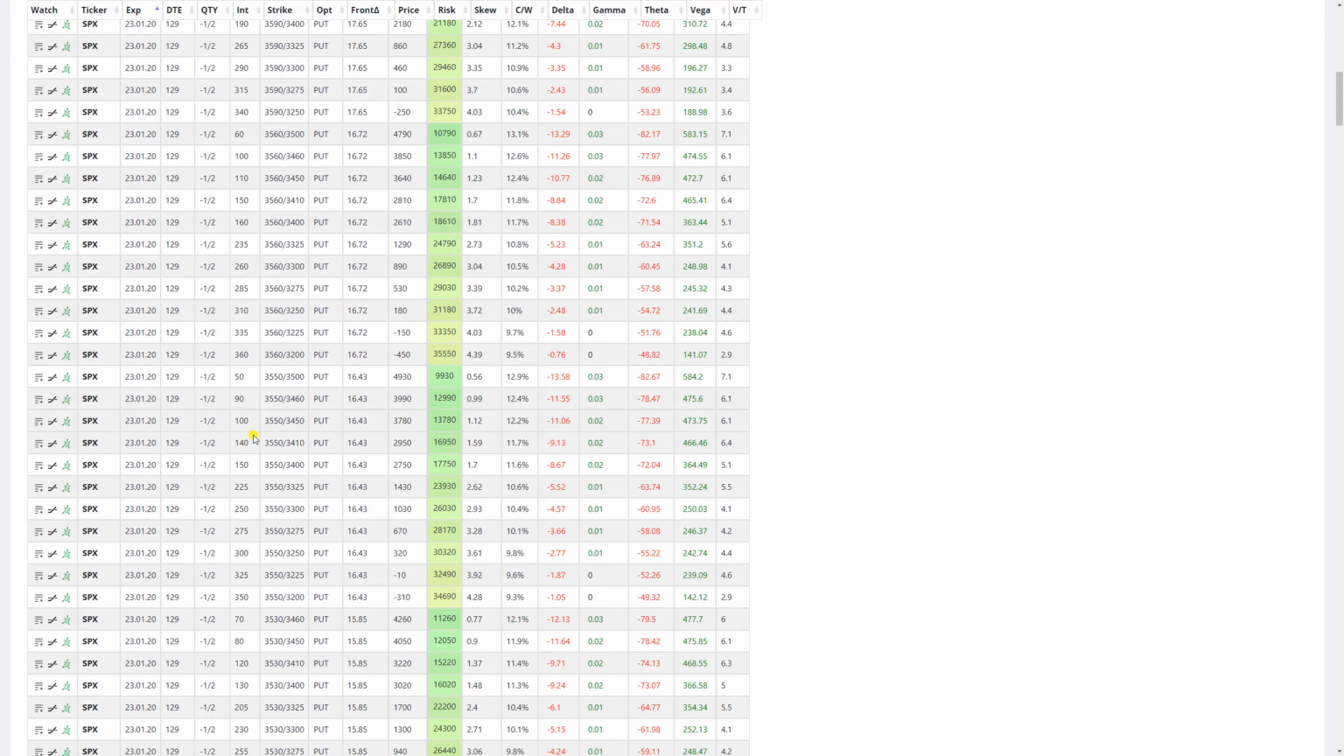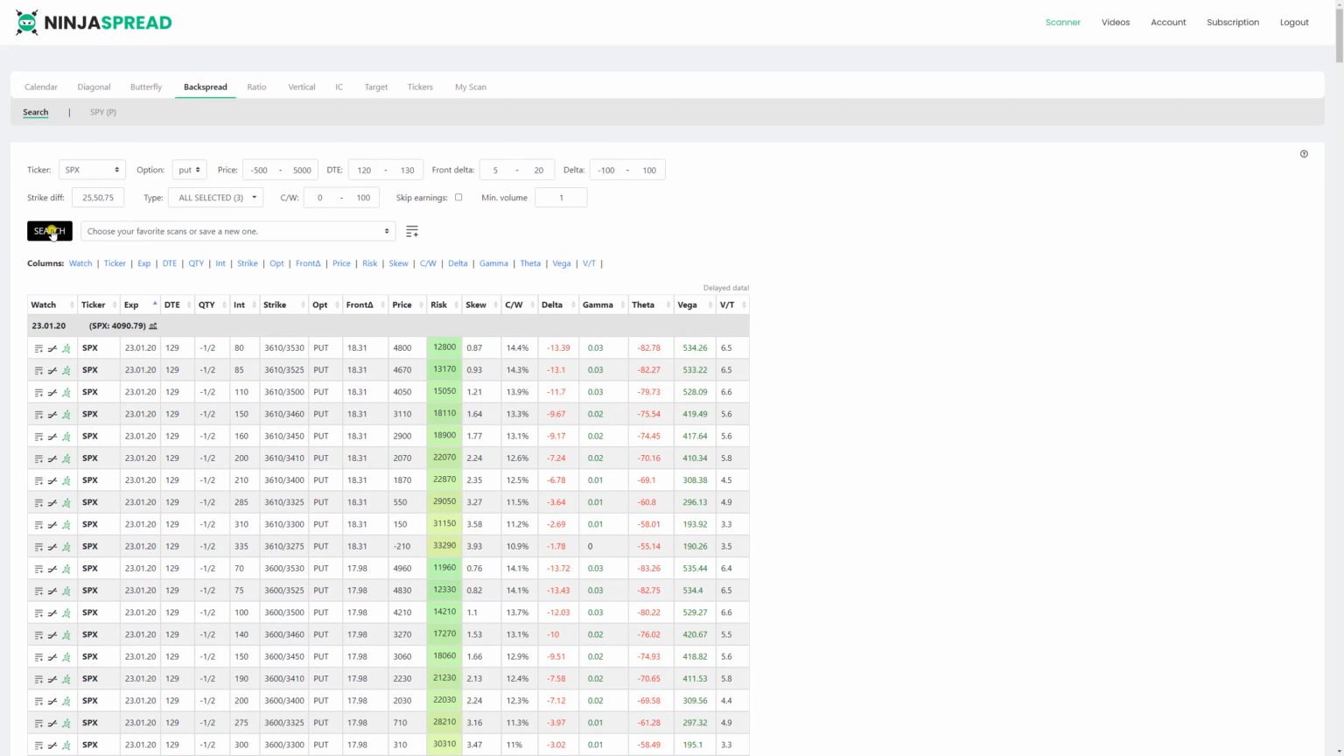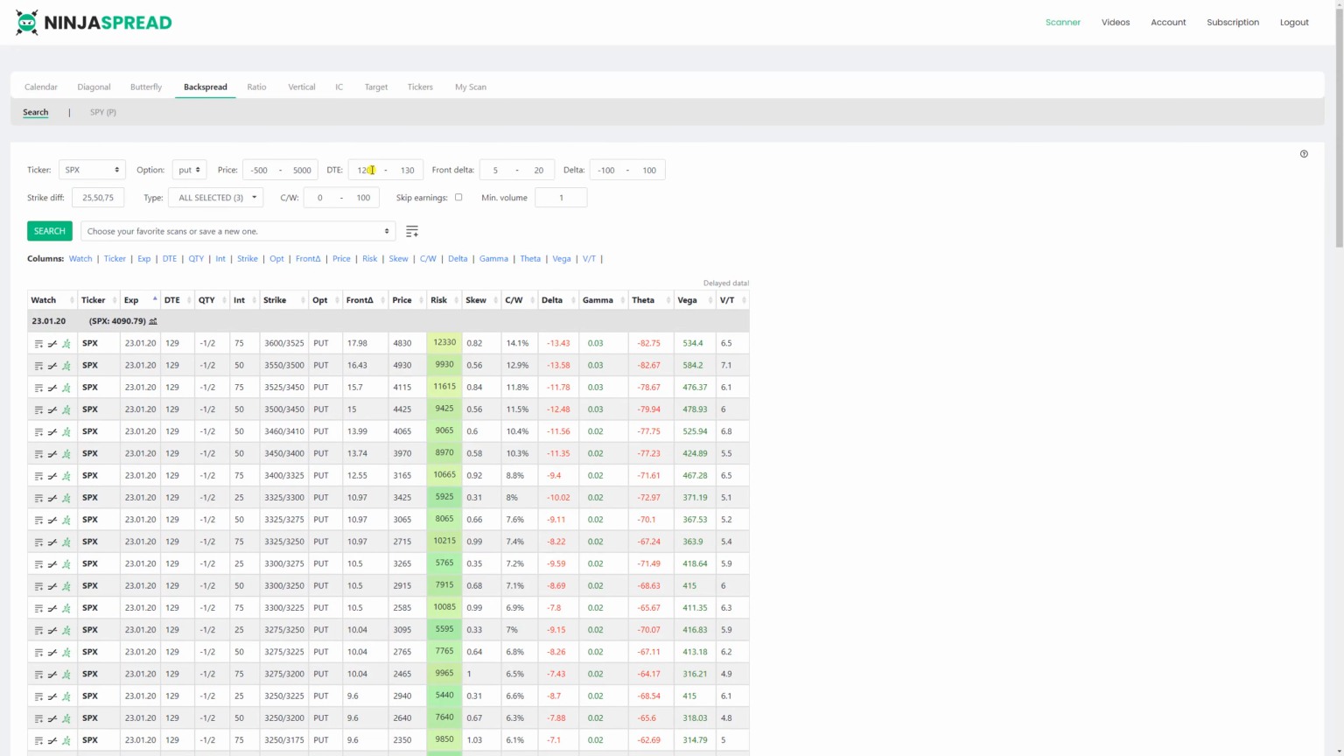Looking at these intervals, they are all over the place, so I am assuming that if you are looking for put backspreads for SPX, you are better off defining them manually. For example, 25, 50, 75, it depends on your hedging strategy. And also it depends on your DTE and front delta, how far you want to see the strikes and what type of backspread combinations you want to see.